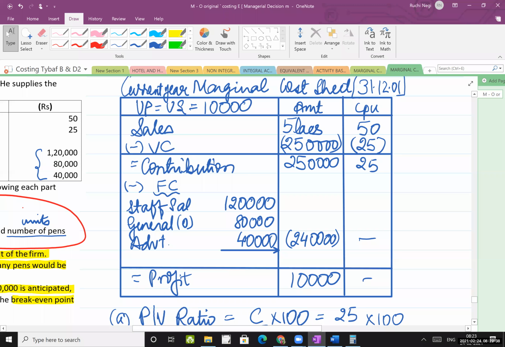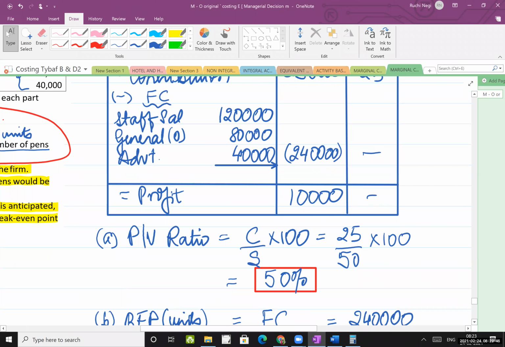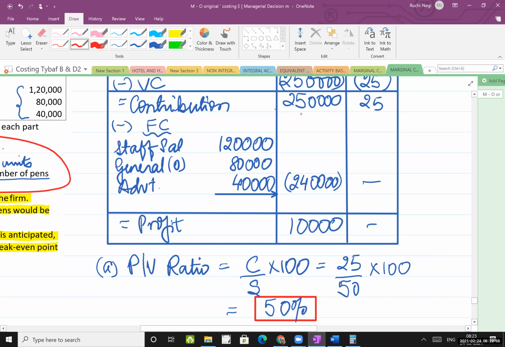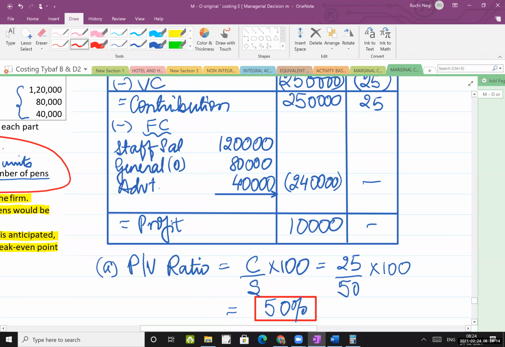Now move on to whatever is asked. First they have asked you to calculate what? PV ratio. So PV ratio is contribution upon sales into 100. You can either take this column or you can take this column, it's up to you. I always prefer taking the CPU column. So 25 divided by 50 into 100. So 50% is my PV ratio.